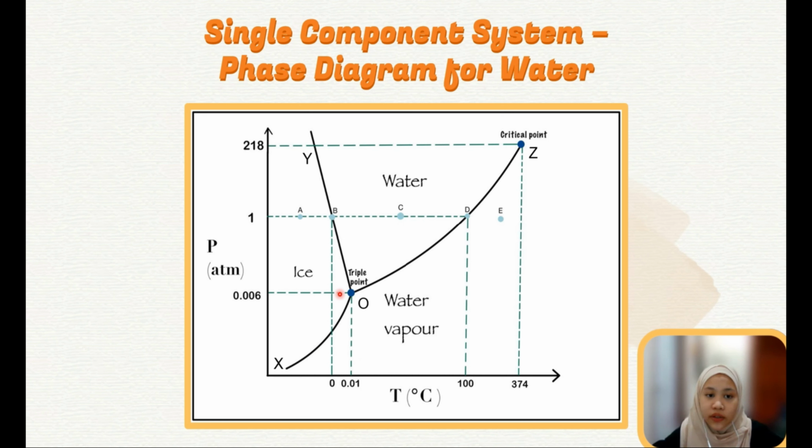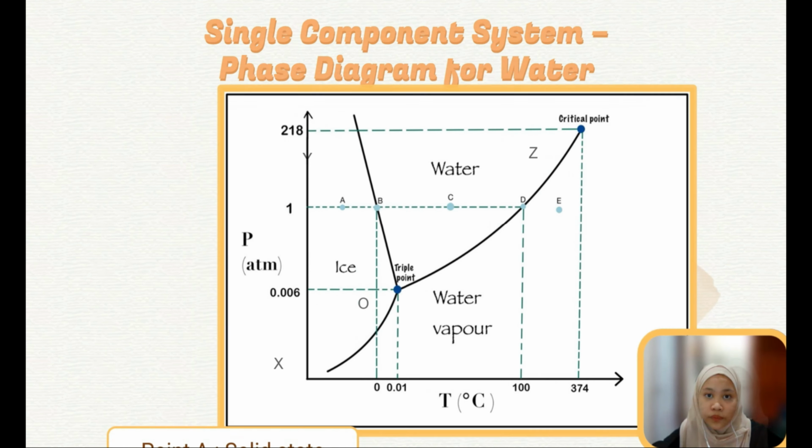And lastly is the triple point. What is the triple point? It is the point at which all 3 curves meet. It is the only condition in which all 3 phases coexist in equilibrium with one another.